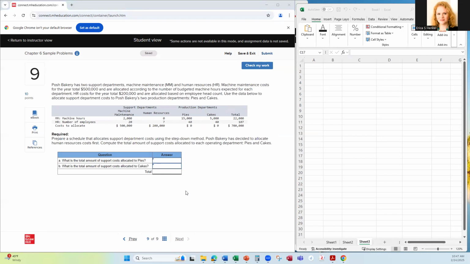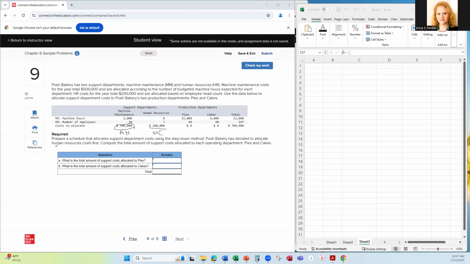We've got Posh Bakery with 2 support departments. They've got machine maintenance and human resources. And for the machine maintenance department, they've got 500,000 here, and then they've got 200,000 for human resources based on machine hours over here. And then the HR costs are 200,000 and they're allocated based on headcount. Okay. So I'm going to put HC there for headcount. And then we're going to allocate these out to their production departments, pies and cakes.